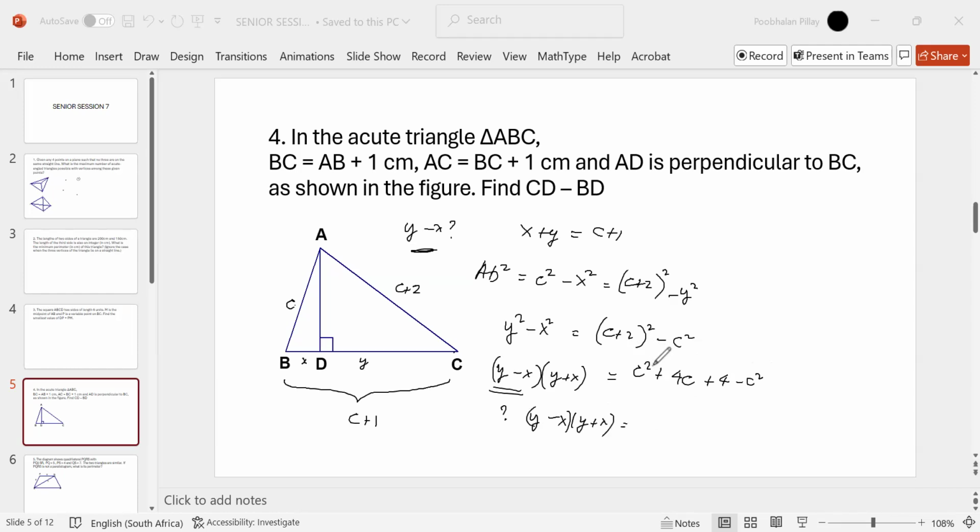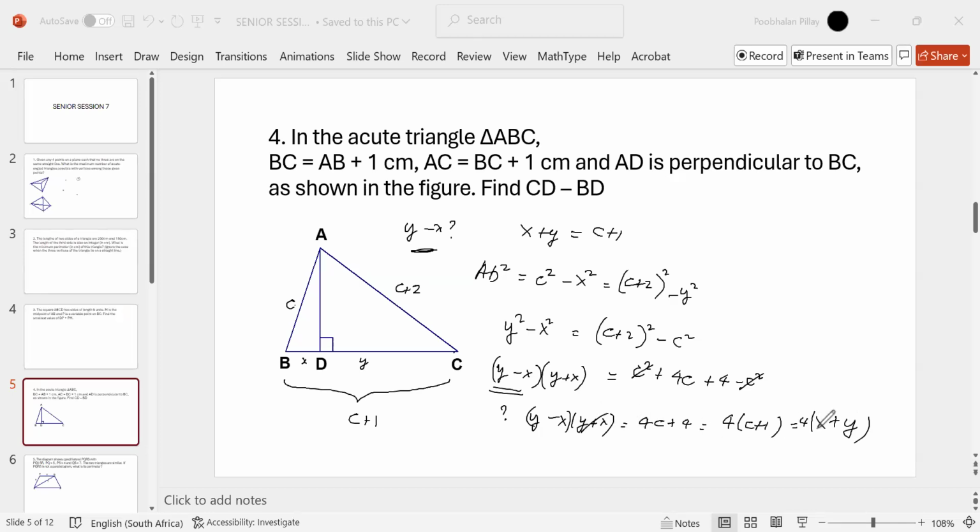So you have y minus x into y plus x. This simplifies a little bit: c squared minus c squared, and you have 4c plus 4. And 4c plus 4 is 4 into c plus 1. And lo and behold, c plus 1 is also x plus y. So very nice. Why is it very nice? Then I can get rid of the x plus y. I can cancel these. This is 4 into x plus y.